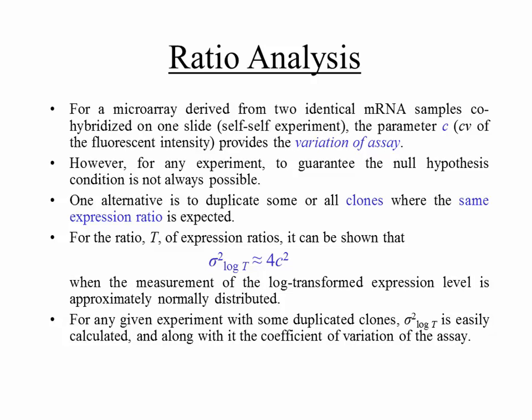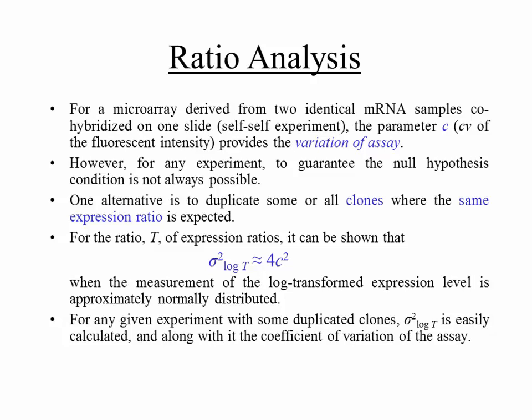And for the ratio T of expression ratios, it can be shown that sigma square of log T, that means the variance of the log transformed ratio, is approximately equal to 4C squared. Again, it's shown in some publication, it's listed in our book. I haven't looked at that.